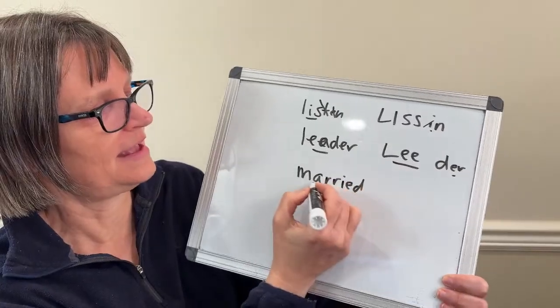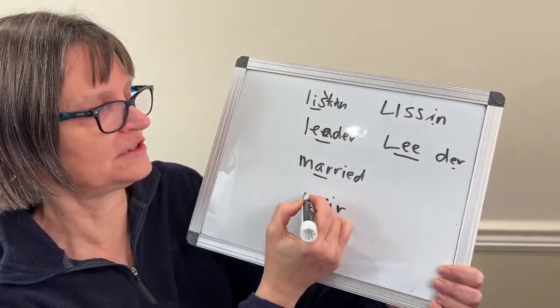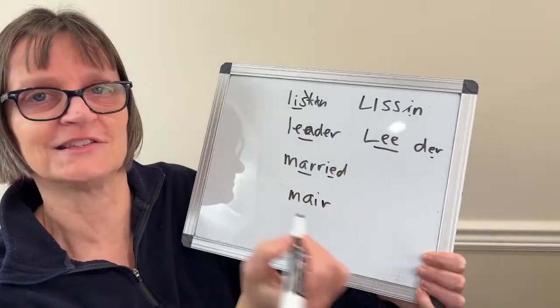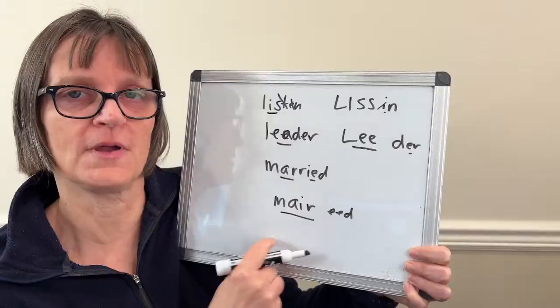Married. We have the letters AR saying the air diphthong, first syllable stress, and then IE says E here, married. So they were married in June.